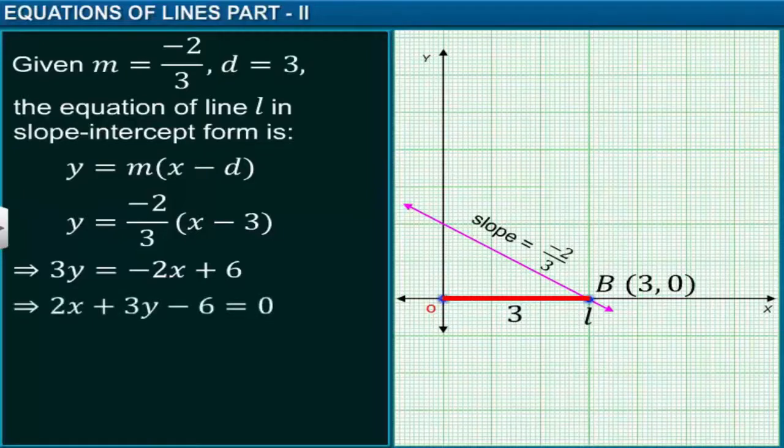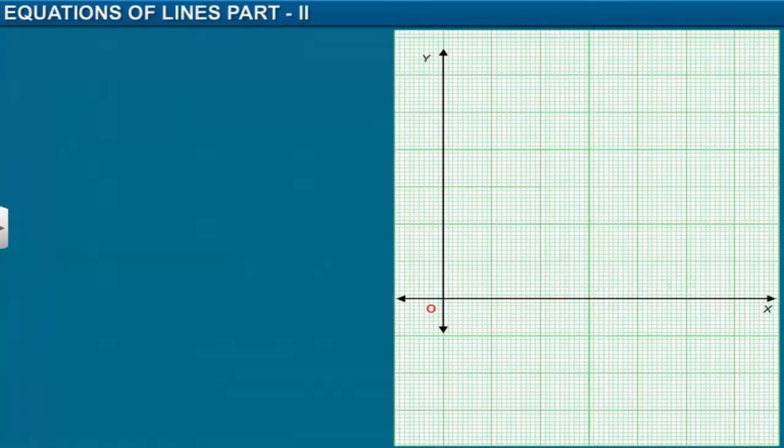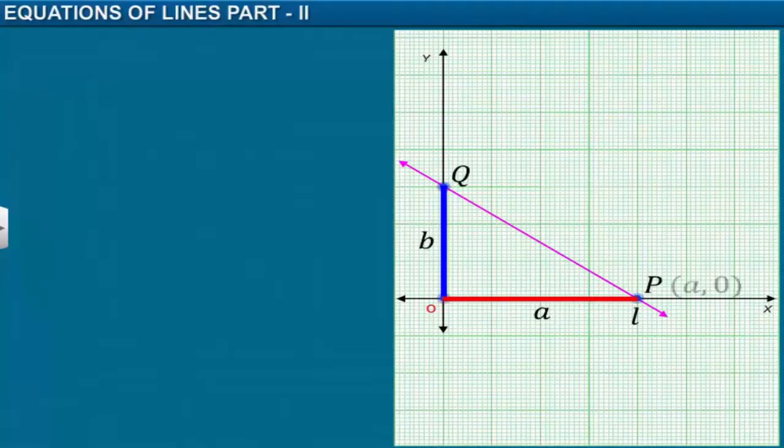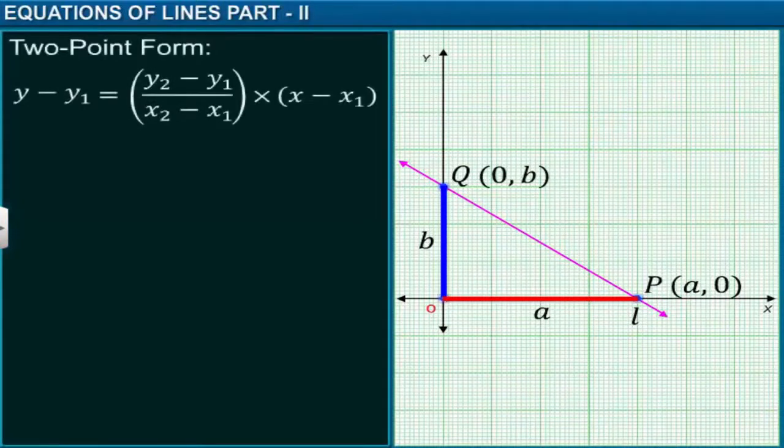The equation of a line having an x-intercept and a y-intercept can be represented using the intercept form. Consider a line L with x-intercept A and y-intercept B. Let's denote the points where the line intersects the x-axis and the y-axis as P and Q respectively. Therefore, the coordinates of point P are (A, 0) and that of point Q are (0, B). We already know the two-point form of the equation of a line passing through the given points (x1, y1) and (x2, y2).